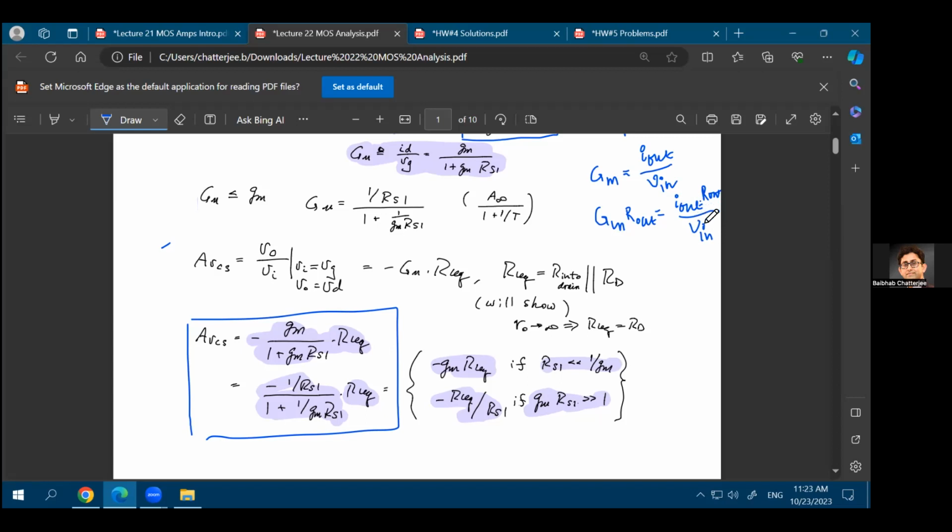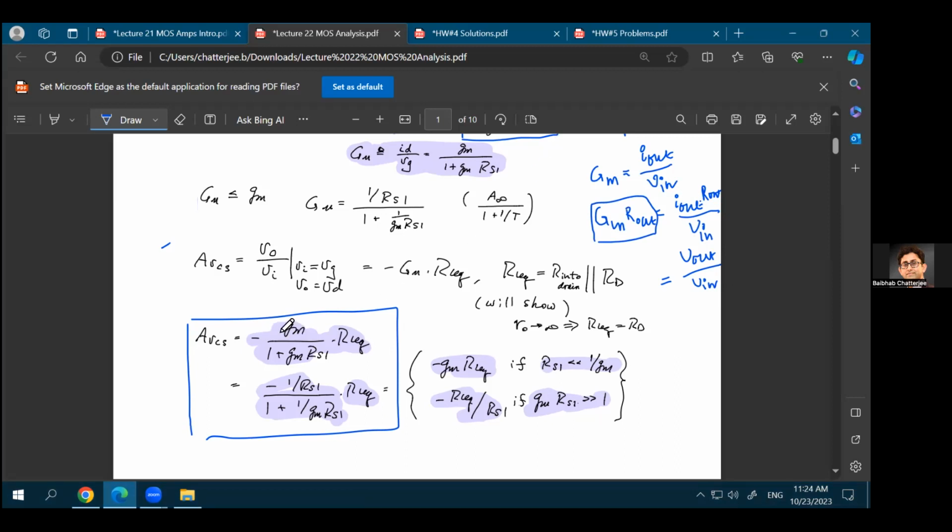So capital Gm times R out is I out times R out divided by V in. What is I out times R out? Output current multiplied with output resistance. That is output voltage, right? From Ohm's law, voltage equals current multiplied with resistance. So that will become your V out over V in. And that's the simple proof that your gain is equal to capital Gm times capital R out, where capital Gm is the transconductance of your entire system, R out is the output resistance of your entire system.